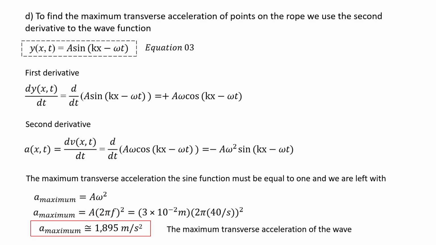To find the maximum transverse acceleration of a wave, we use the wave equation from earlier and take the second derivative. First we take the first derivative of the wave function, then take the second derivative as shown here. For the maximum transverse acceleration, the sine function must be equal to 1, so we are left with the amplitude times the square of the angular velocity.